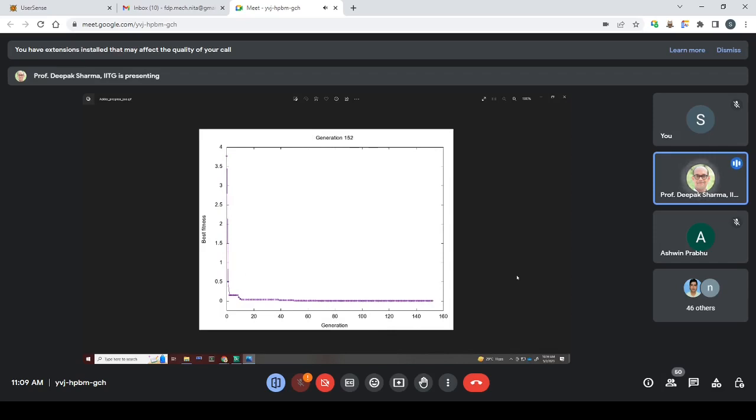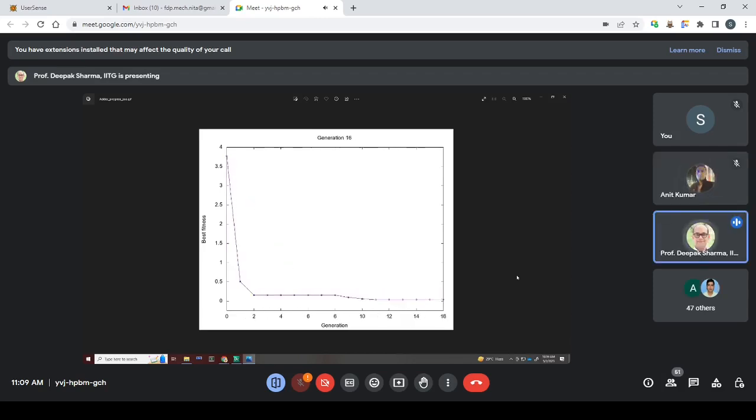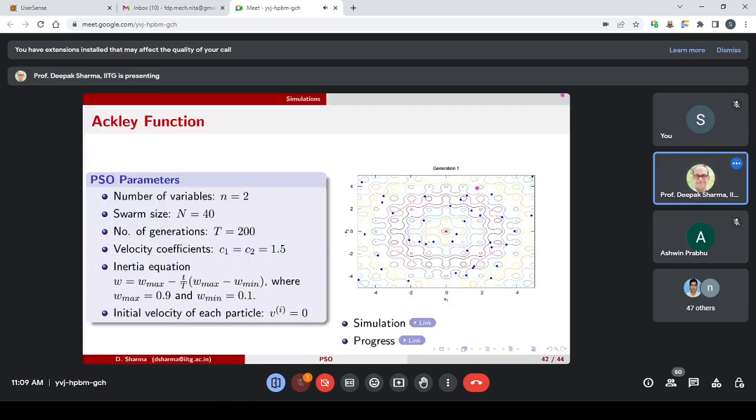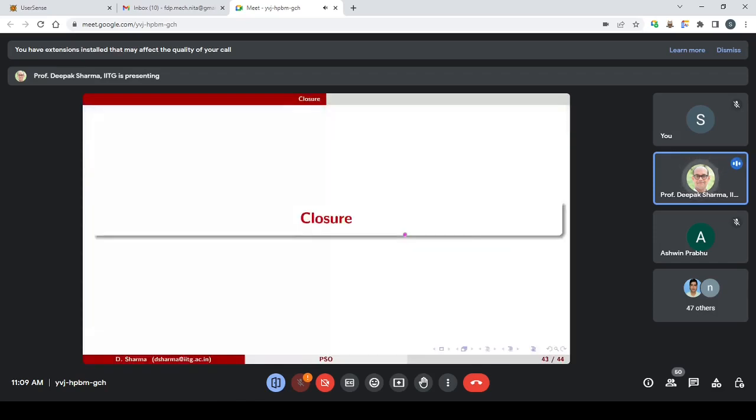So, although this particular problem has so many local minimas, the PSO is able to solve such types of difficult problems in a quite easy way. I have come to the closer of this session now.